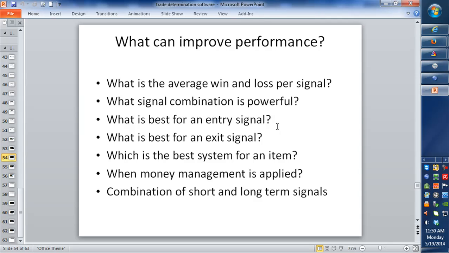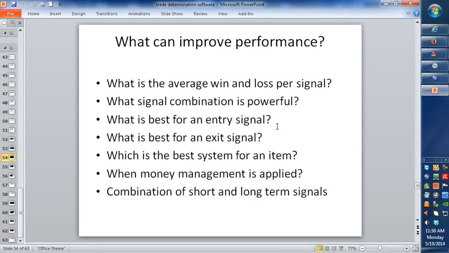And can it improve performance? Or what can improve performance? Well, things we'll look at is what's the average win-loss per signal? What signal combination is really powerful? What is the best for an entry signal? What's the best for an exit signal? And what's the best system for any particular item? I want to say item, let's say security, be it Forex, like euro versus dollar, or whatever.